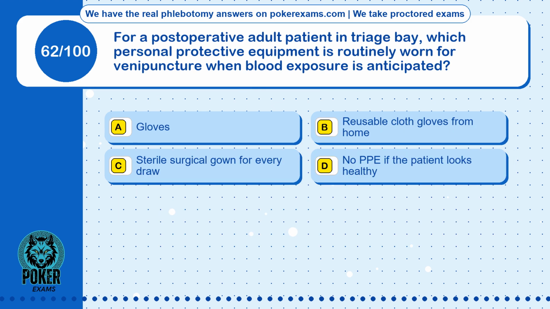Question 62. For a postoperative adult patient in triage bay, which personal protective equipment is routinely worn for venipuncture when blood exposure is anticipated? Option A, gloves. Option B, reusable cloth gloves from home. Option C, sterile surgical gown for every draw. Option D. No PPE if the patient looks healthy.